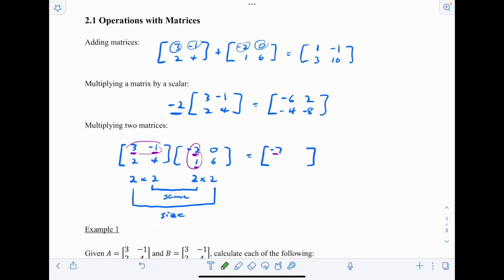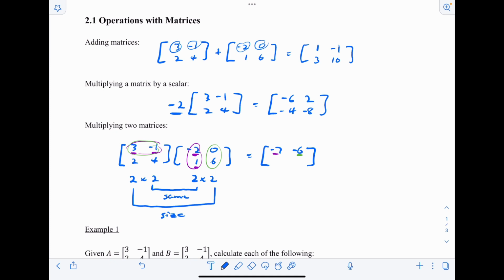So now I'm going to take the first row times the second column, and that's going to give me the first row, second column entry. So in this case, again, just taking 3 times 0 is 0. -1 times 6 is -6. 0 plus -6 is -6.